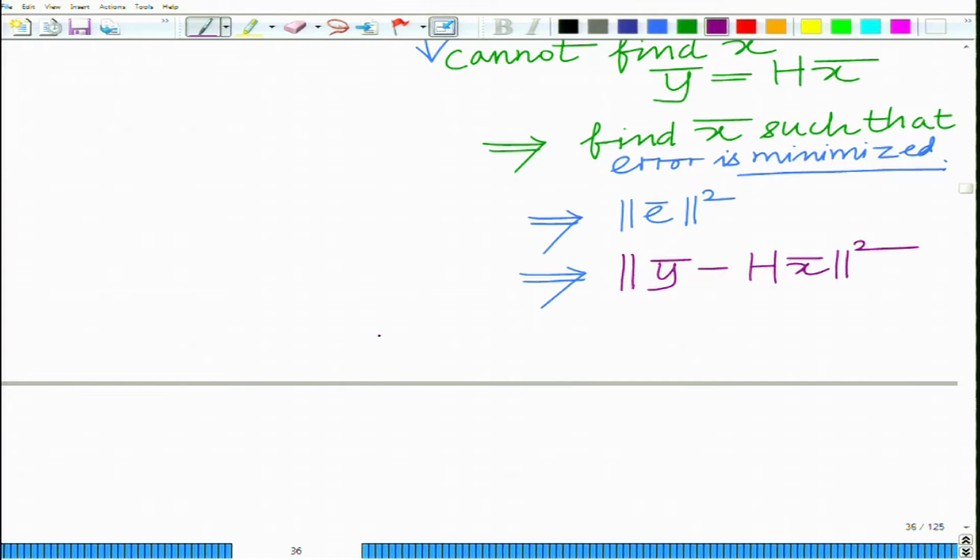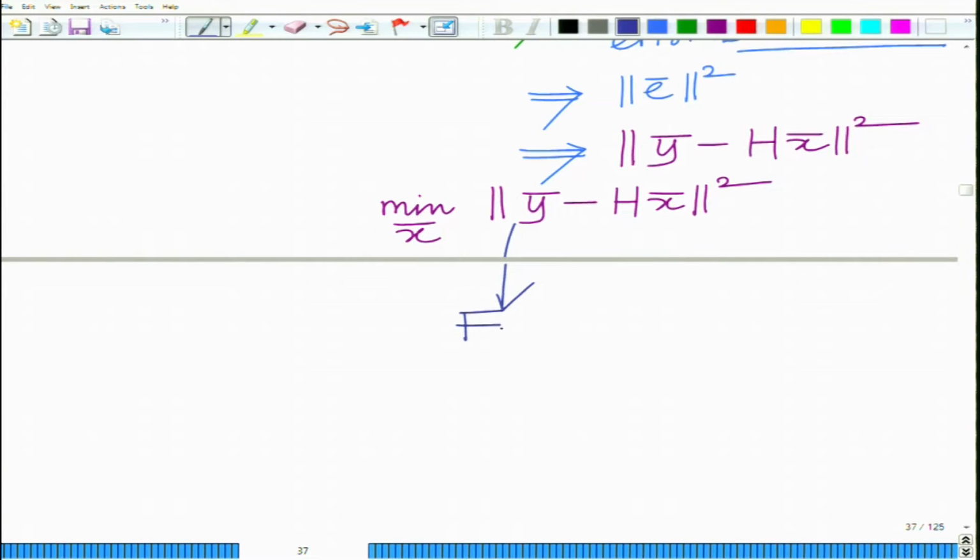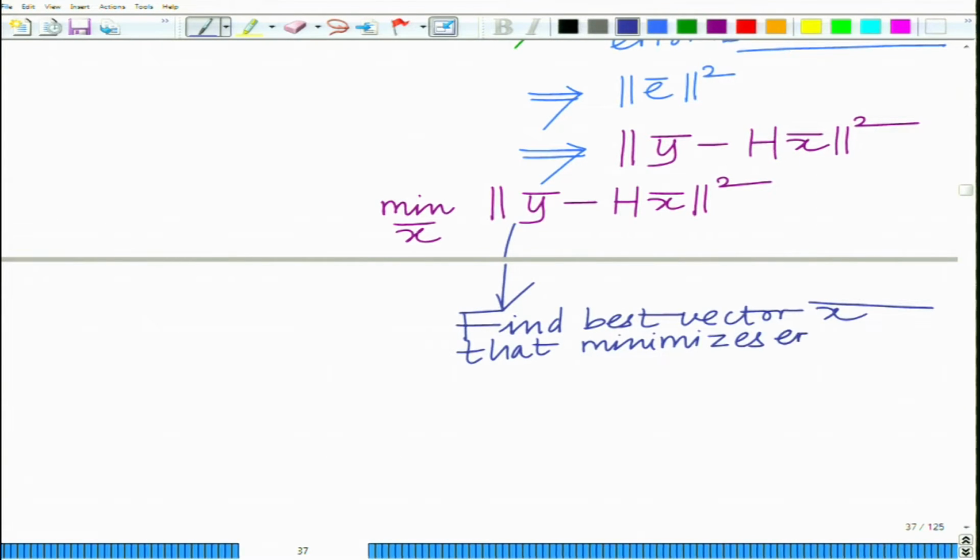So we want to find x bar such that the error, norm y bar minus h x bar square, is minimum. We want to find the best vector x bar that minimizes the error. That is norm of y bar minus h x bar square. This is known as the least squares.